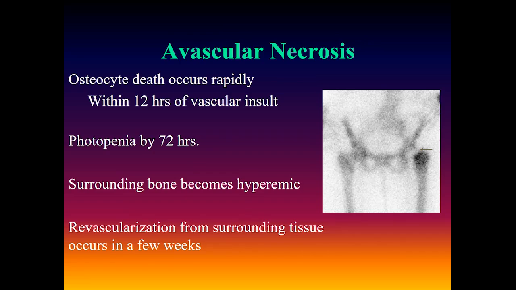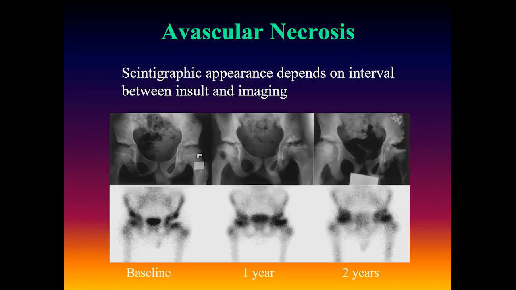In avascular necrosis, the death of the osteocytes occurs rapidly, typically within about 12 hours of the vascular insult. Photopenia develops within 72 hours. The surrounding bone becomes hyperemic, and revascularization from the surrounding tissue starts within a few weeks. The scintigraphic appearance of avascular necrosis depends on the interval between insult and imaging, as this series of images demonstrates.